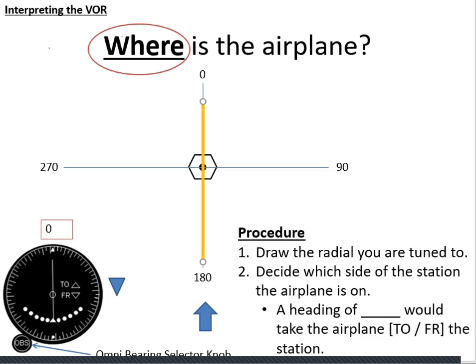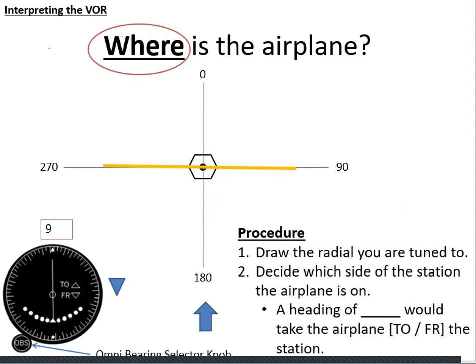Now, again, just to jog through it one last time. Let's say we're tuned to the radial 9. Radial 9 corresponds to a heading of 90 degrees, right? We'd add that 0 back. So first things first, we're going to draw the radial we're tuned to, right? So we're going to draw that line that runs through the station along a heading of 90 degrees, right? So we know that we're somewhere on this line. And then we're going to take a look at the to from flag.